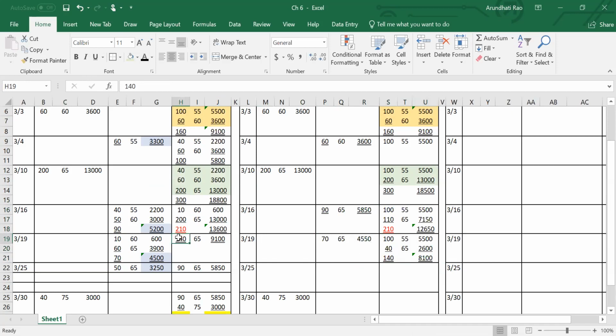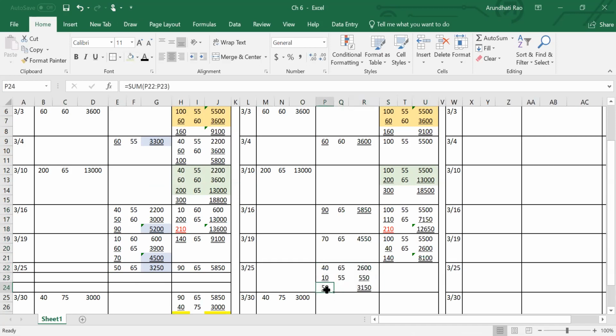The physical units stays the same. It's the cost of the units that's different. On the 25th, I sold another 50 units. Now, I have 140 units available for sale. I'm selling 50 units. Which one am I going to sell? First, I sell this 40, and then I take 10 from here.